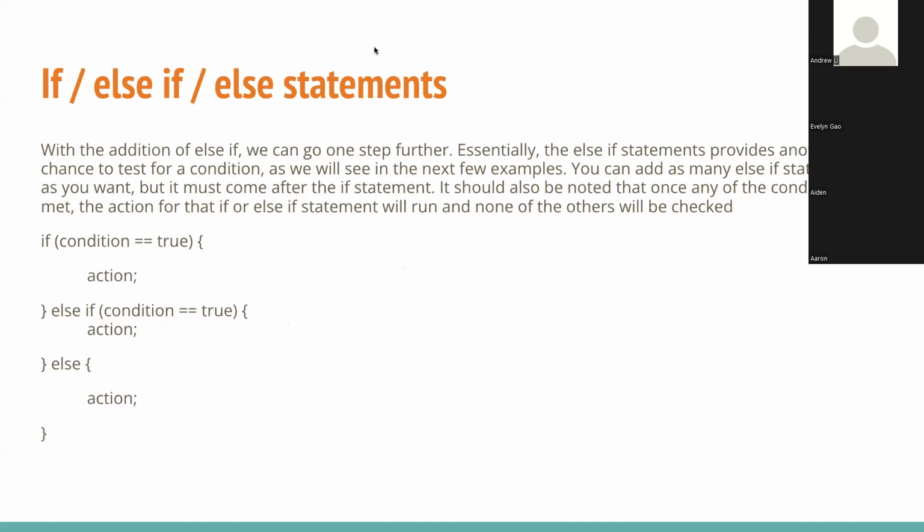All right, moving on, we're going to add another layer of complexity, and this is the else if statement in combination with the if and else statements. The else if statement is basically just adding another if statement to the block of code, linked along with that first if statement. And it'll test a condition just as a regular if statement would.